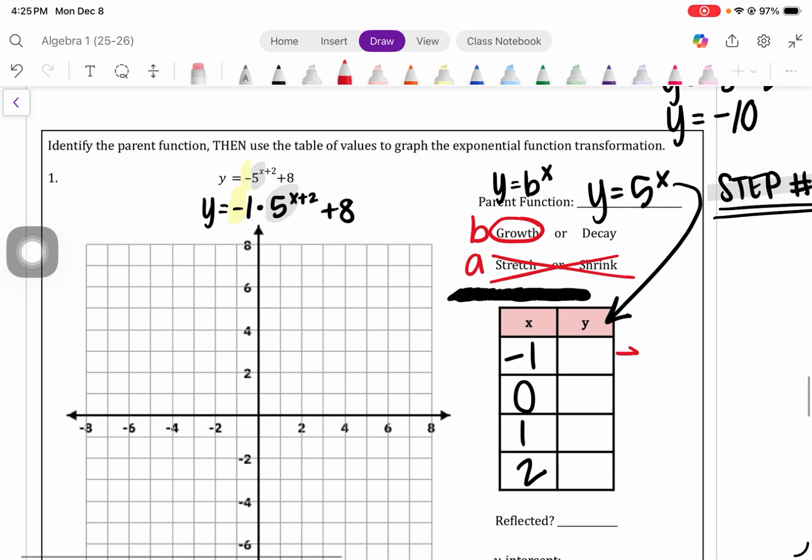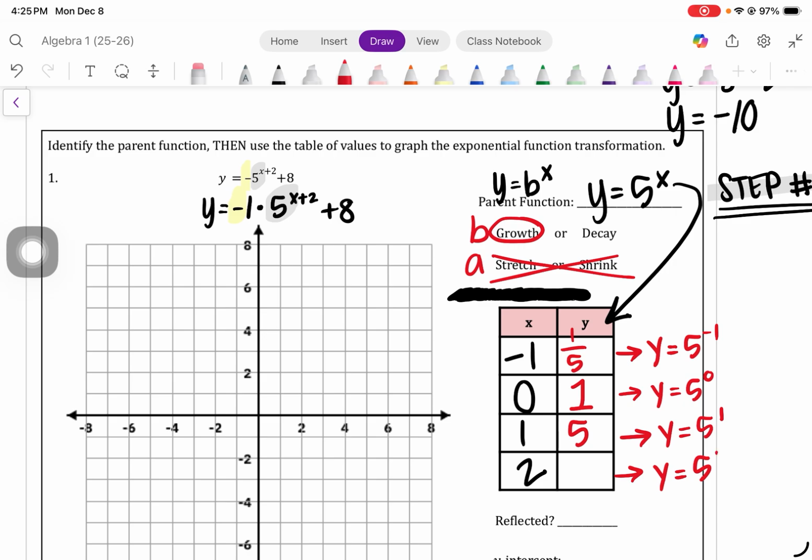So when I graph it, this is technically y equals 5 to the -1, which is 1/5. This is 5 to the 0, which is 1. This is 5 to the 1, which is just 5. And this is 5 squared, which is 25.